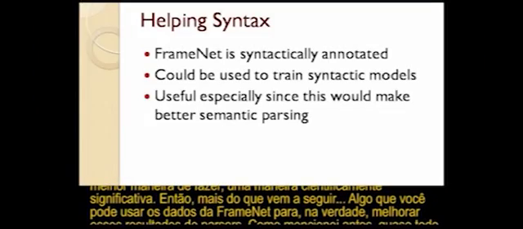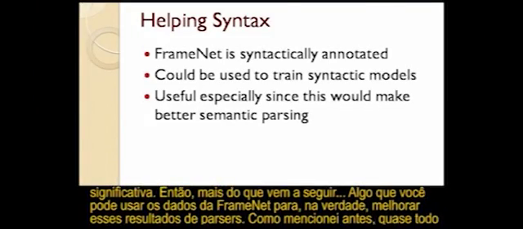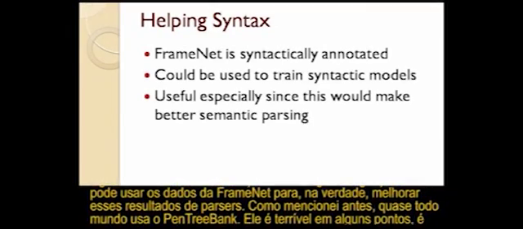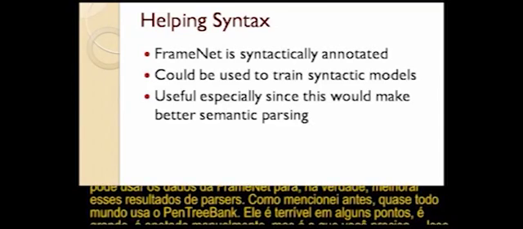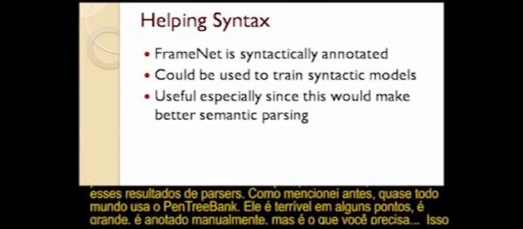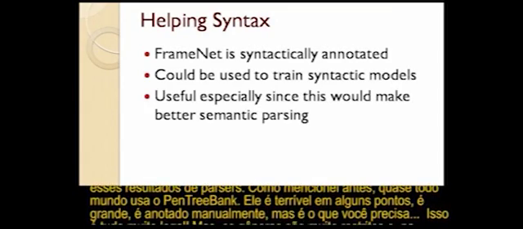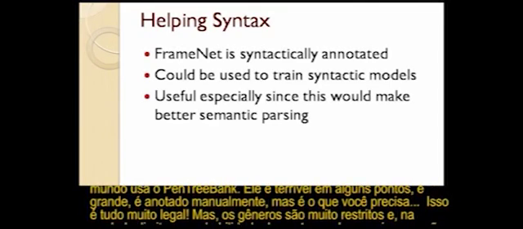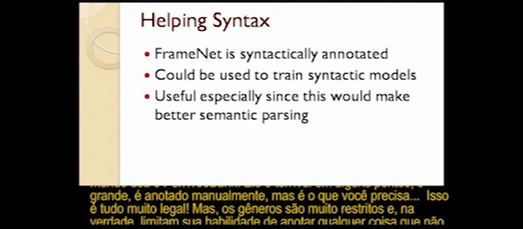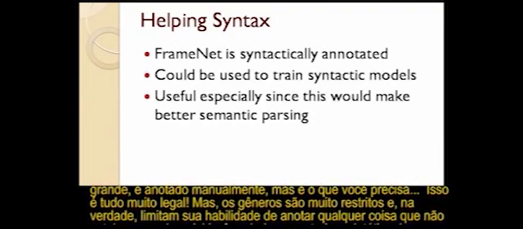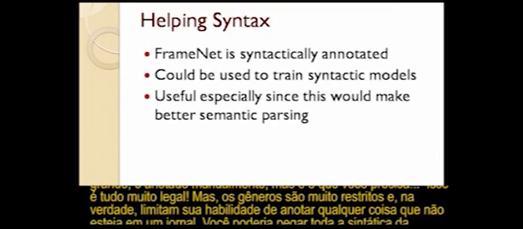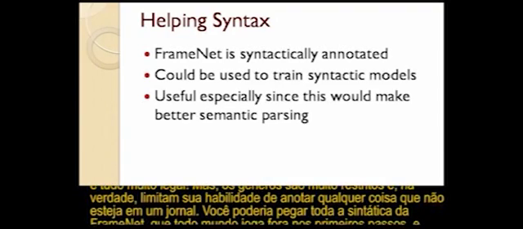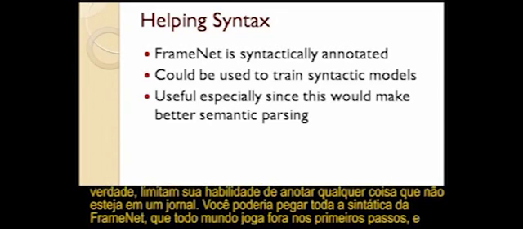So, more of what's next. One thing that you could use FrameNet data to do is to improve these parser results. As I mentioned before, almost everybody uses the Penn Treebank. And the Penn Treebank is terrible in several different ways. It is big, and it's hand annotated, which is what you need. And all of that is very nice. But the genres are so narrow that it really limits your ability to annotate anything that's not a newspaper.